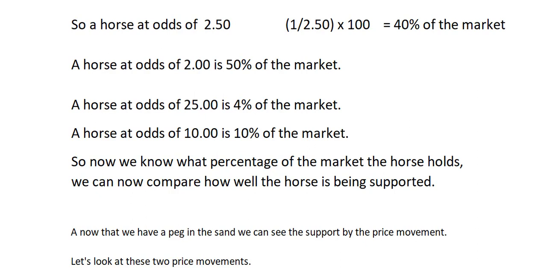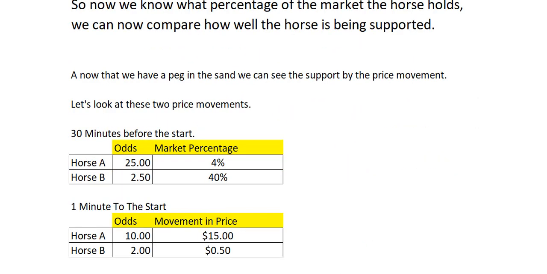So now that we know what percentage of the market the horse holds, we can compare how well the horse is being supported. The whole thing with looking at market support is looking at a point in time, say, in Australian racing, probably 30 minutes before the off. You want to look at the prices, and then look at the prices just before the off to see where the money is going. And why is this so important? Because it's comparing apples with apples, and there's a classic case that I'll explain in a second.